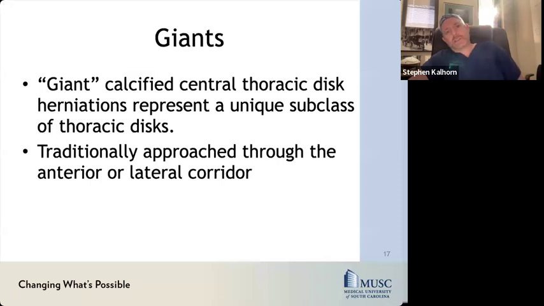When we talk about the giants, that usually means, in the literature, a disc that's occupying more than 40% of the spinal canal. And that's really a unique subclass of these thoracic discs. And like I mentioned, those are traditionally approached from the approaches we've discussed, transthoracic.